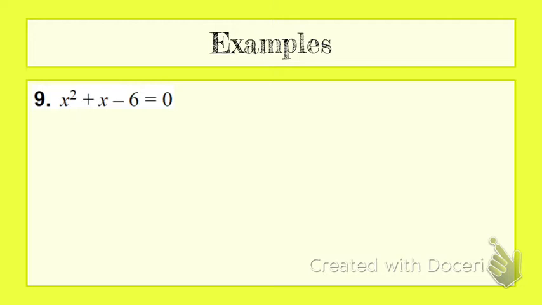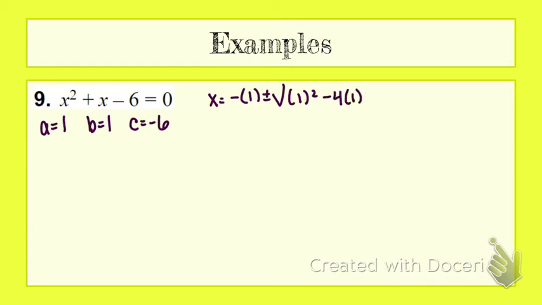And our last example is already in the form that we need it to be in. So we're just going to start with identifying a, b, and c. A equals 1, b also equals 1, and c equals negative 6. So let's plug them in. X is equal to negative b plus or minus the square root of b squared minus 4 times a times c, all divided by 2 times a.